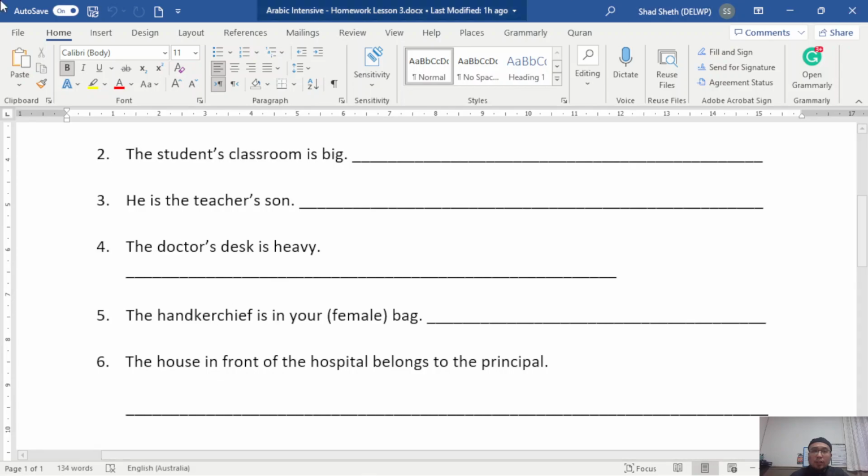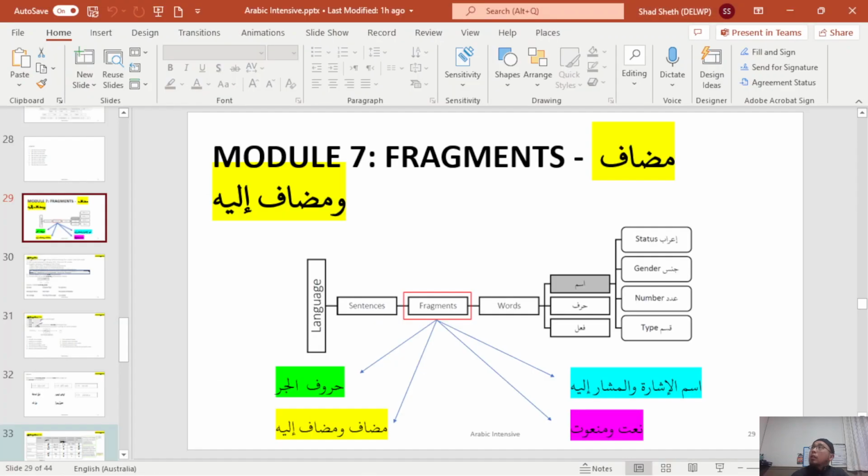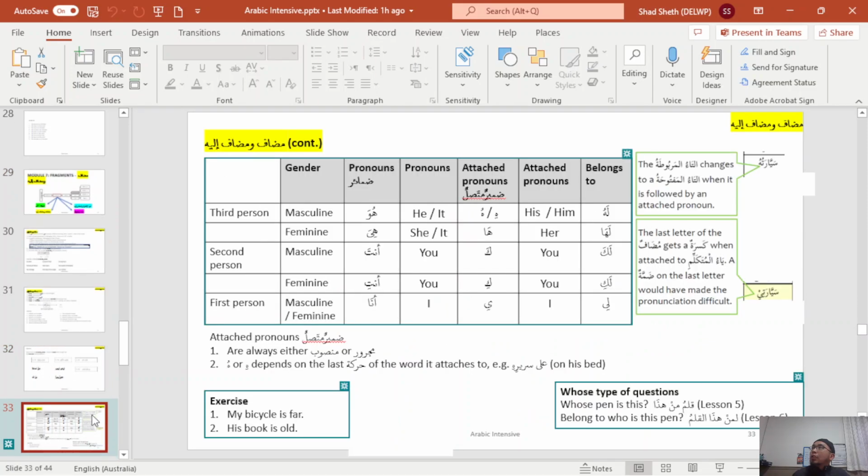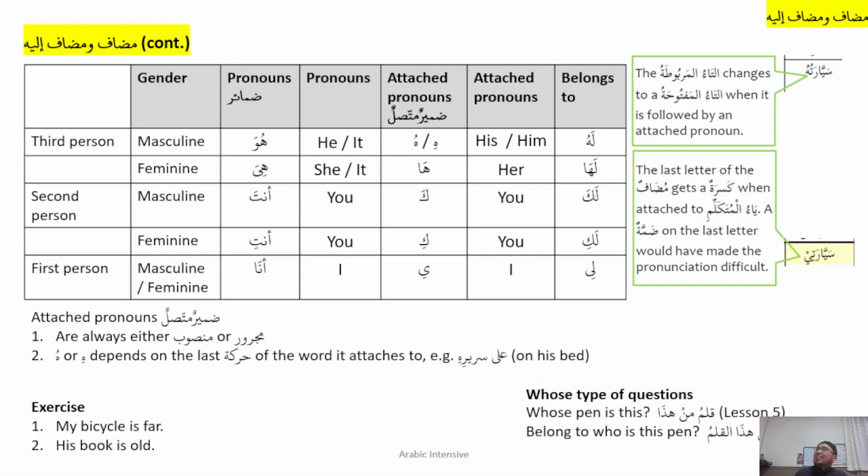Okay, let's go to that table again, because I think on Tuesday, we did. Starting with slide 33. I've got it in front of me. Remember this table, we say that the pronouns, the damair, are huwa, hiya, anta, anti, ana, and then the attached pronoun, damir mutasil, is hi, hu. In English, it would be translated to "his" or "him", and then ha is "her", ka is "your" for male, ki is "your" for female. Remember this one?